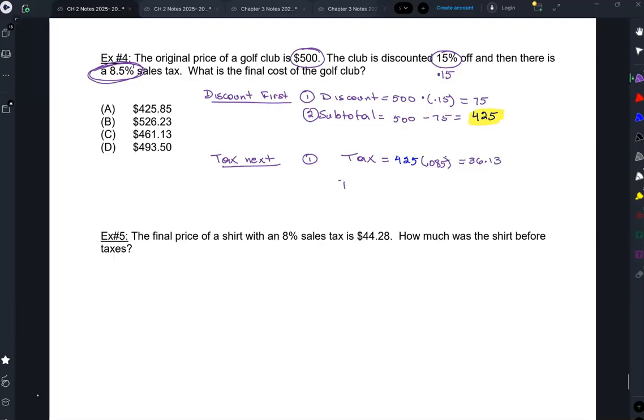Okay, now for the total, is this going to be an addition or a subtraction problem? Addition, 36.13. 425 plus 36.13. So that's 461.13, right? So it was originally $500, got discounted to 425, but then I put sales tax on it, so I'm paying 461. Okay, let's do the next one.